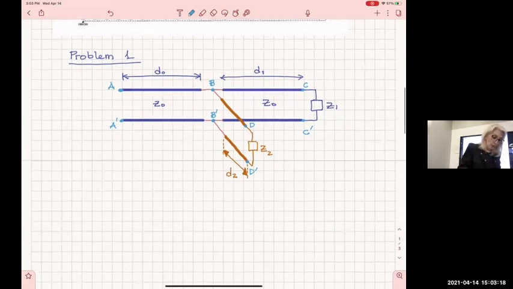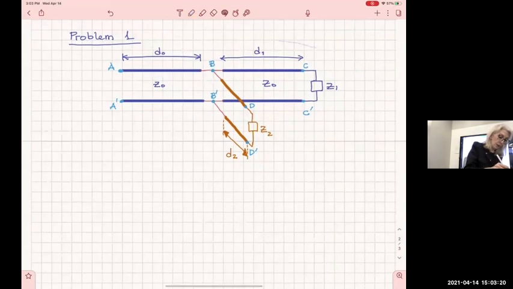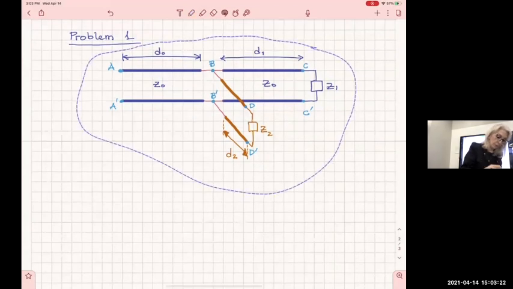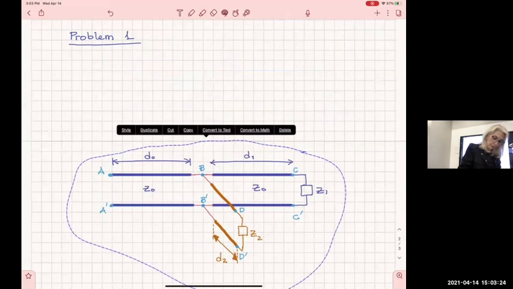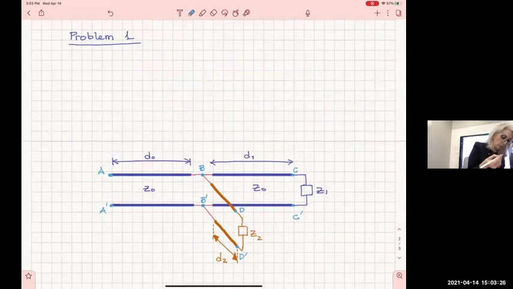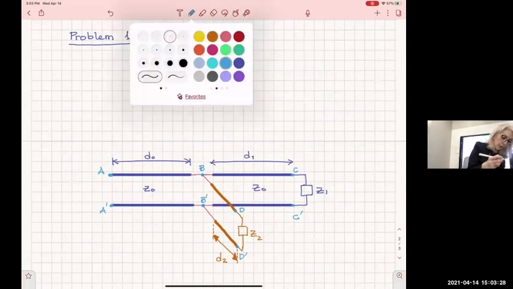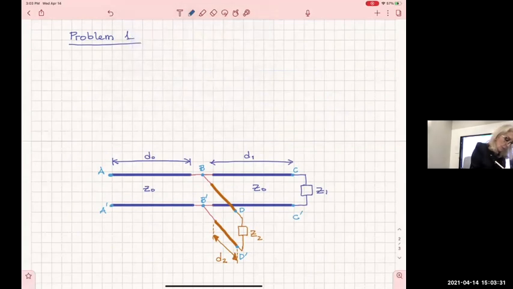And in this one, I can move it a little further down so I can put the data on top because I will need more space in this. So what I'm giving you is the following. I give you that Z, first of all, Z naught is 50 ohms.